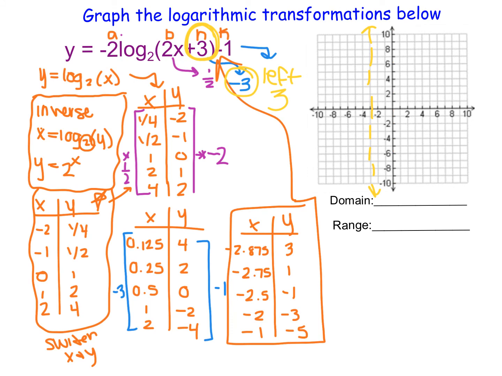So let's go ahead and now start plotting these points. If we go to x is -2.875, that's going to be up at 3. So it's going to be pretty close here to the asymptote. Then we're at x is -2.75, and it's at 1. So again, not moving very far. At -2.5, it's at -1. So it's really, really steep here. Then at -2, it's -3. At -1, it's -5. So it finally starts to curve up a little bit here.